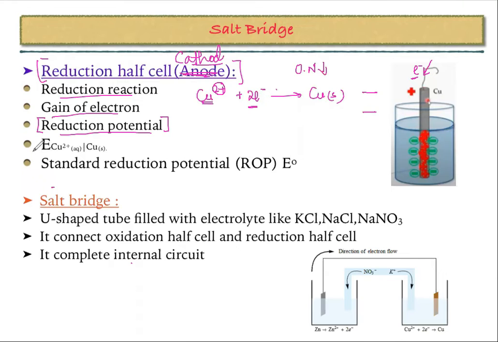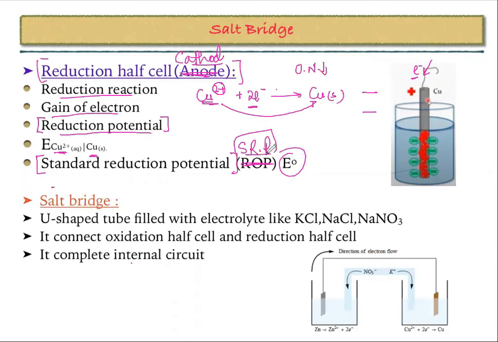How can you write the half cell reaction? The half cell reaction is E, Cu2+ aqueous solution converting to copper solid, 0. And if the reaction is carried out in standard conditions as we have discussed, then we call it the standard reduction potential, or E naught. So this is known as the standard reduction potential.